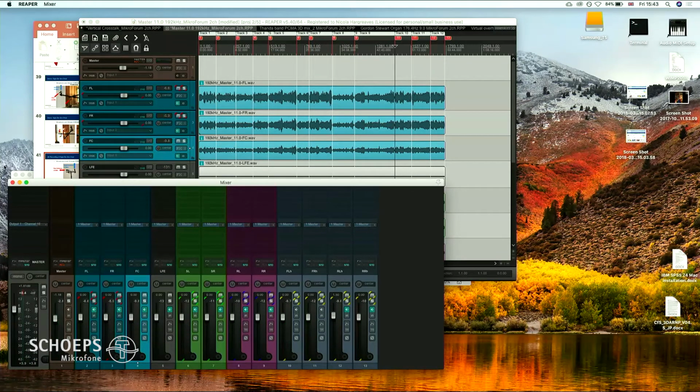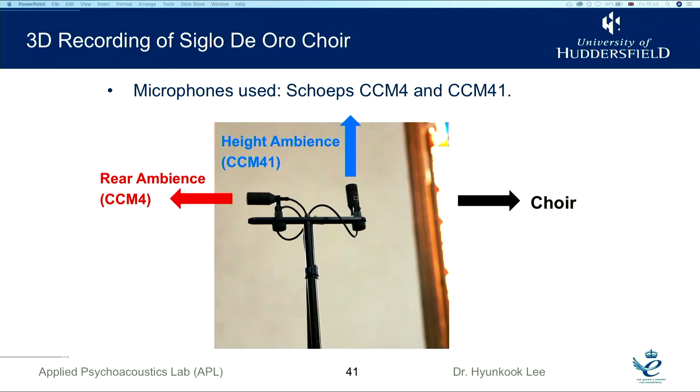Okay, so this gives an idea about this microphone array. I didn't use any spot mic because the intention was to capture the acoustics of the chapel. So no spot mic was used, no additional reverb was used. It was just as it was. As you might have noticed in the mix window, there was no level balancing or anything. It's purely just microphone signals, just as captured with the microphones.